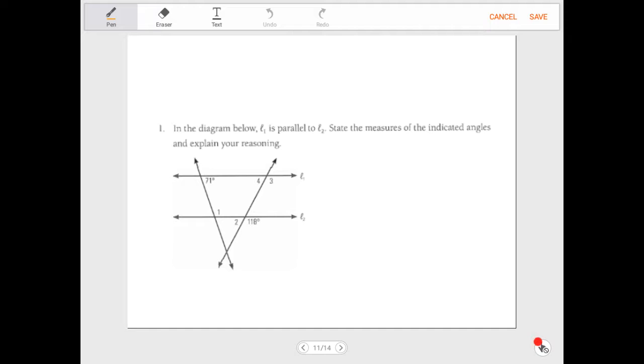Now what we'll do is we'll do a couple of examples here to see where we're at. Okay, so what can we figure out here? It looks like they've given us here, it says in the diagram below, L1 is parallel to L2. State the measures of the indicated angles and explain your reasoning. So it looks like they want us to figure out angles 1, 2, 3, and 4. Well, okay, we can do that. That's not a big deal.